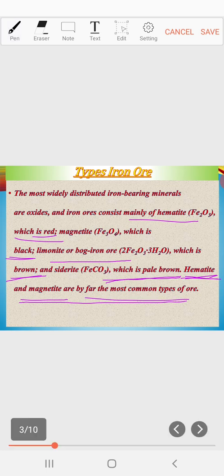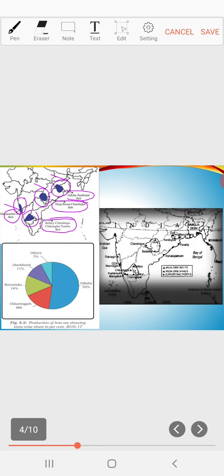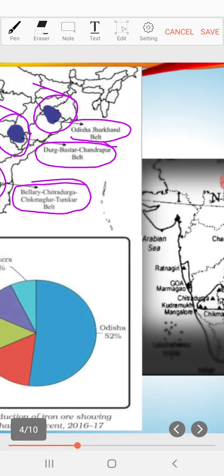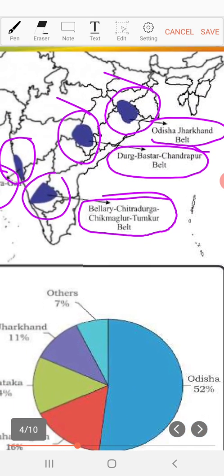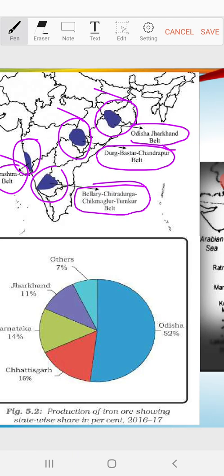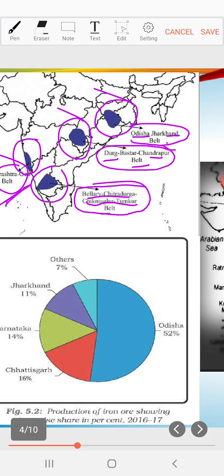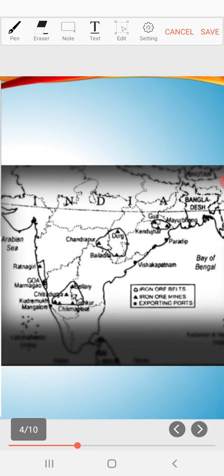Now let us see the distribution of iron ore. See the map, where four pockets have been encircled. One is the Odisha Jharkhand belt, another is the Durg Bastar Chandrapur belt, then the Bellary Chikmagalur Chitradurga Tumkur belt, and the Maharashtra belt. Now let us see the major mining areas of these four belts.